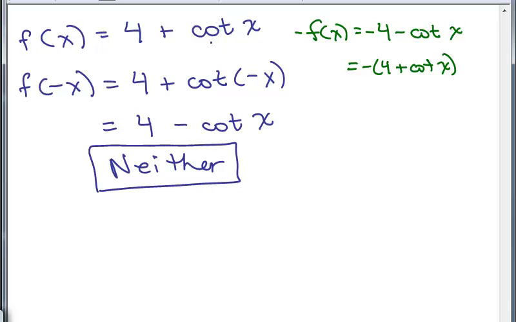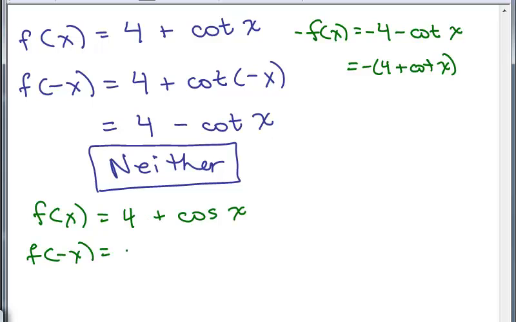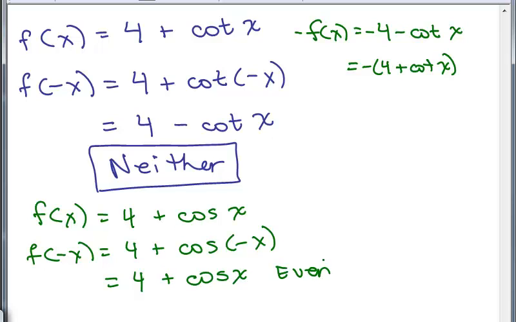Now, let's see what would have happened if we had the function 4 plus cosine of x. I guess I don't really need parentheses. When you do f of negative x, you replace the x with negative x, and that gives you 4. And then what's cosine of negative x? That's even, so this is just going to be cosine of x. And so this particular function happens to be even, so just note the difference.